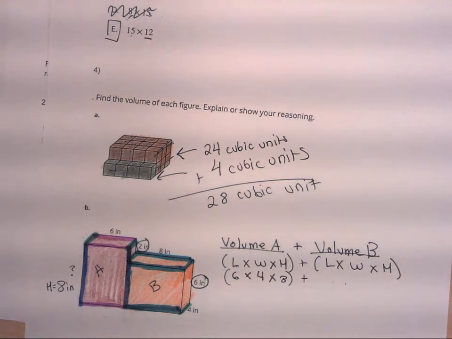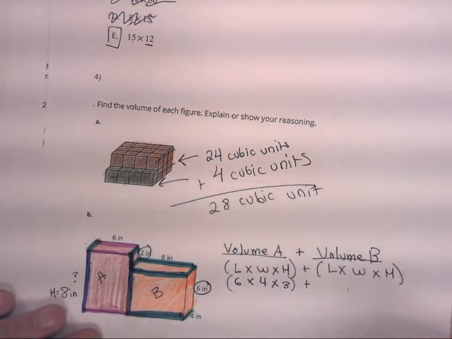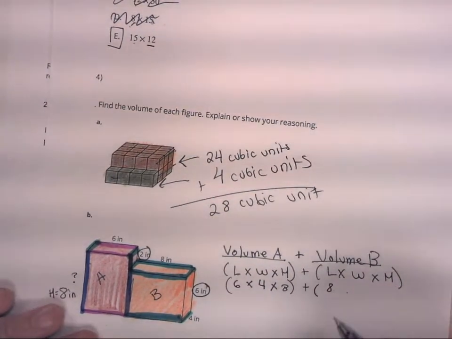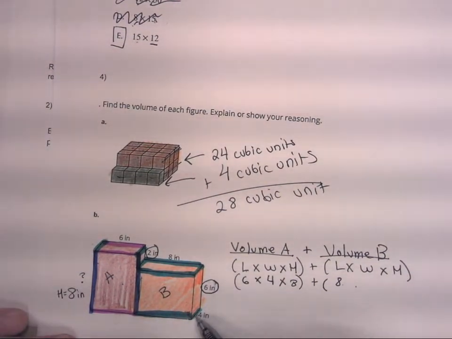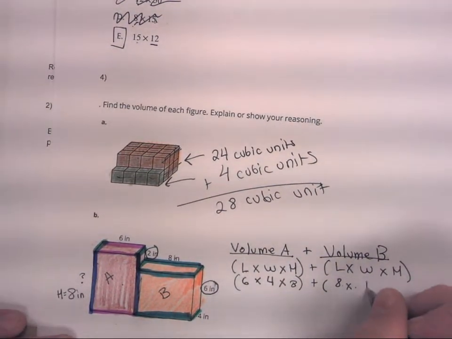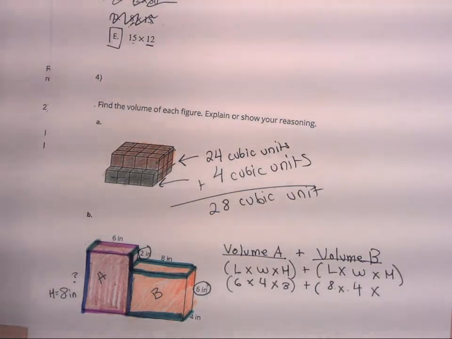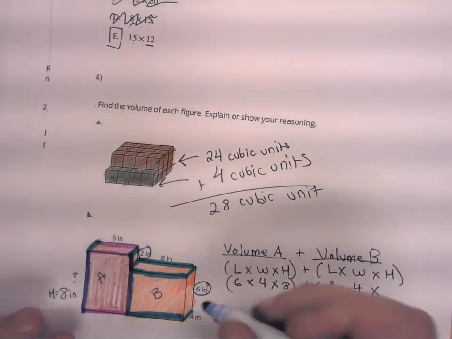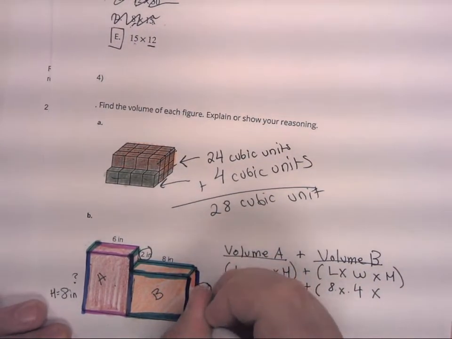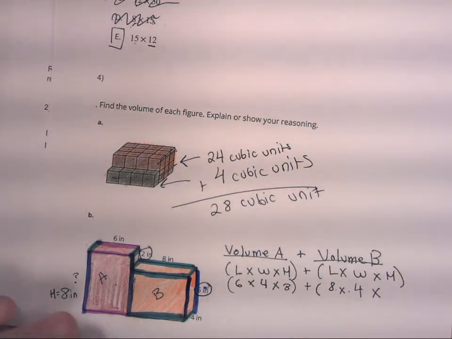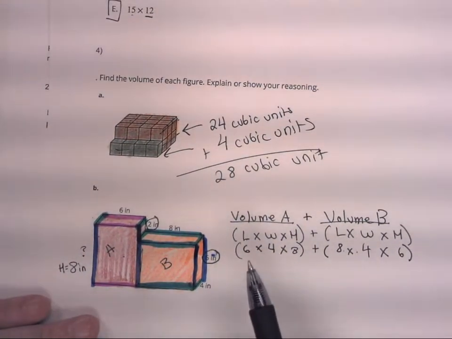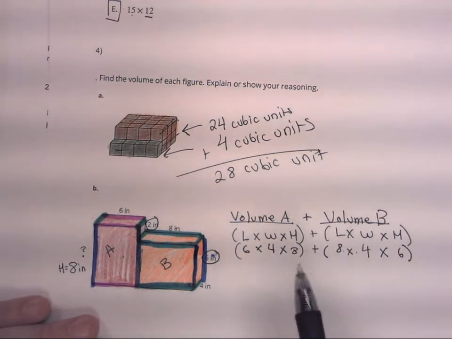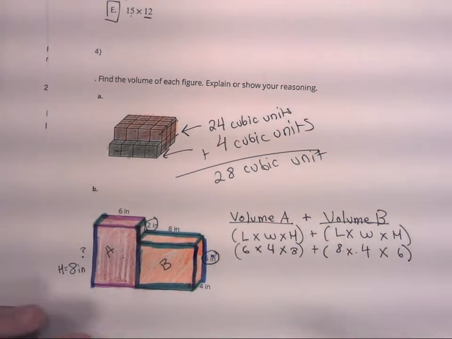And B's length is labeled, so we know the length is 8. We know from figuring out the width of A that the width of B is 4. And the height of B is labeled as 6. So now all that's left for me to do is evaluate these two expressions and then add them together.